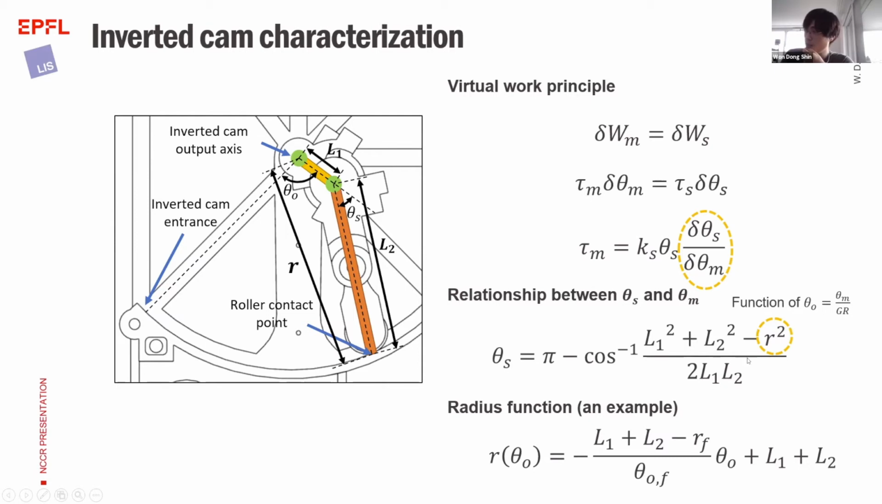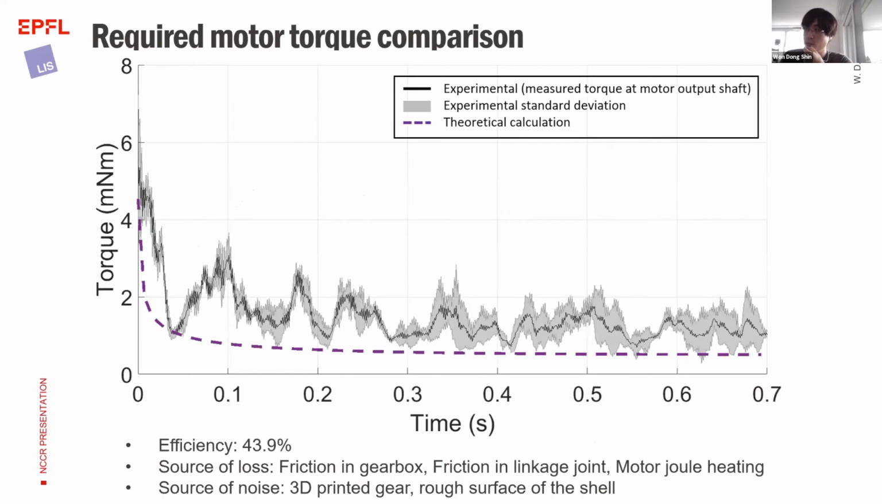This function R of theta is actually a choice of the designer. We can choose any function for this, which will change the torque of the motor. Just to give an example, I chose a linear function, which simply says it has the longest radius length here and then a linearly decreasing radius. That's just what this equation tells us. I used this radius function and did some simulation and also experiments.